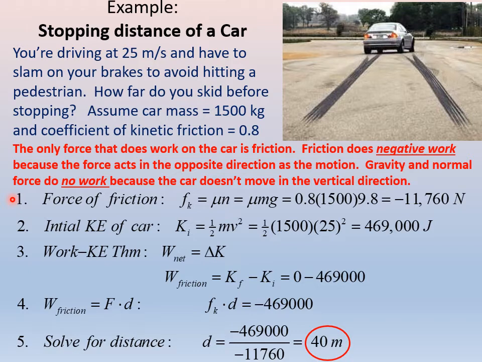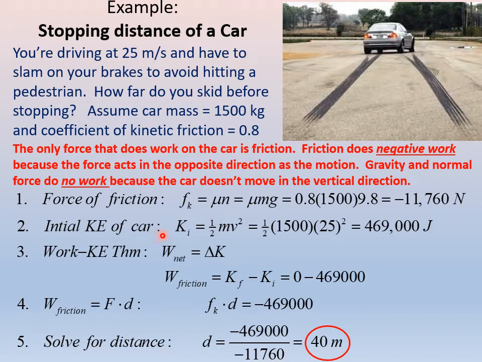So let's calculate the force of friction first. The kinetic friction, F sub k, is equal to the coefficient of friction mu times the normal force. And the normal force is the weight of the car, which is mg. So mu is 0.8, the mass of the car is 1,500 kilograms, and g is 9.8. And this gives us 11,760 newtons. Remember the minus sign in there because the friction force is pointing against us. So we're going to put that minus sign in there.